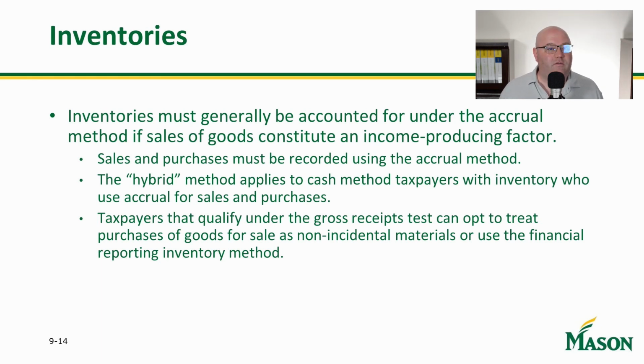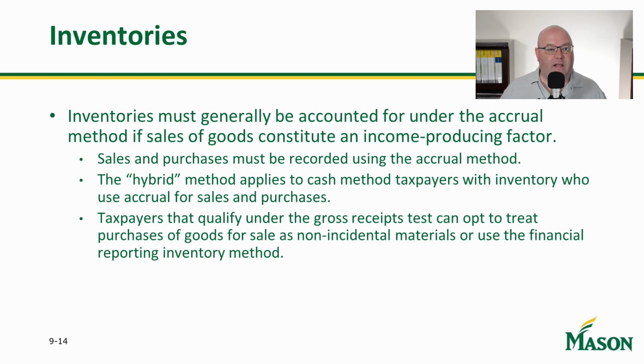So inventories have to be accounted for under the accrual method if sales of goods constitute an income producing factor. So, what does this mean? Basically it means that you're going to use a perpetual or a periodic inventory method, which you've discussed under regular traditional accounting. But they're going to say they have to be accounted for under the accrual method if the sales constitute an income producing factor. So sales and purchases must be recorded using the accrual method.